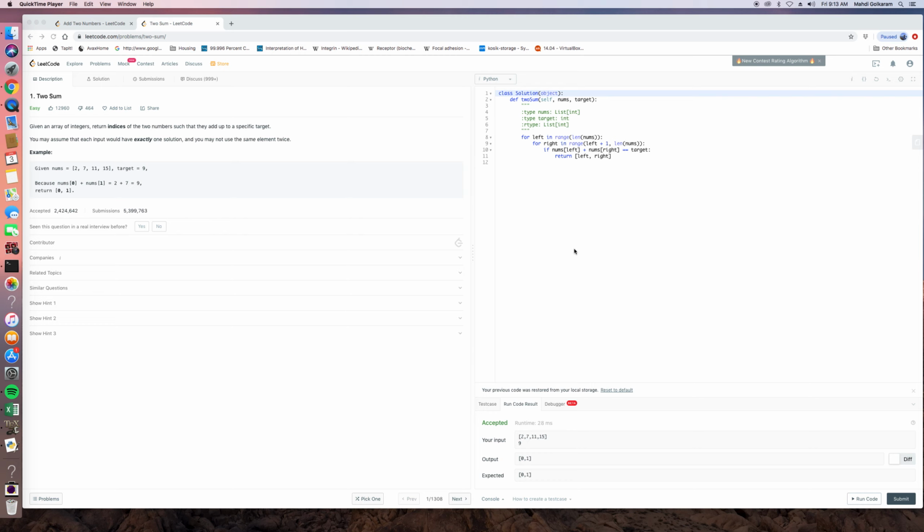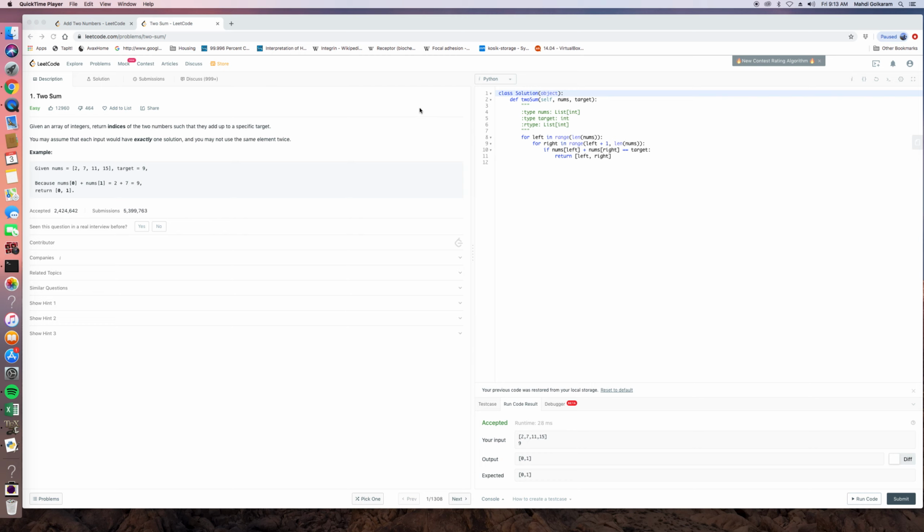So Two Sum is: given an array of integers, return the indices of the two numbers that add up to a specific target. Let's look at this example. The nums contains 2, 7, 11, 15, and the target is 9. As we can see, 2 plus 7 equals 9, so we just return the indices of 2 and 7, which is 0 and 1. Okay, so now we know what Two Sum is, and let's think about how we solve it.